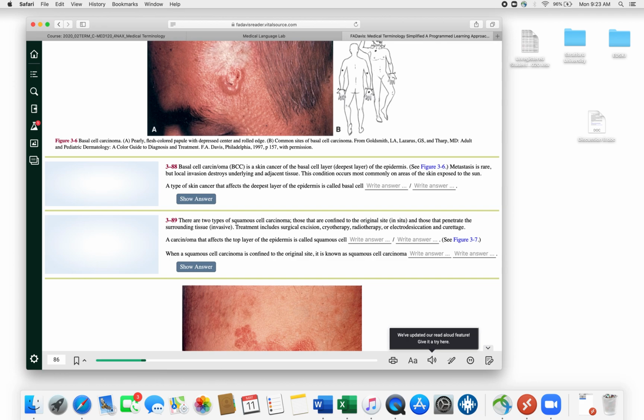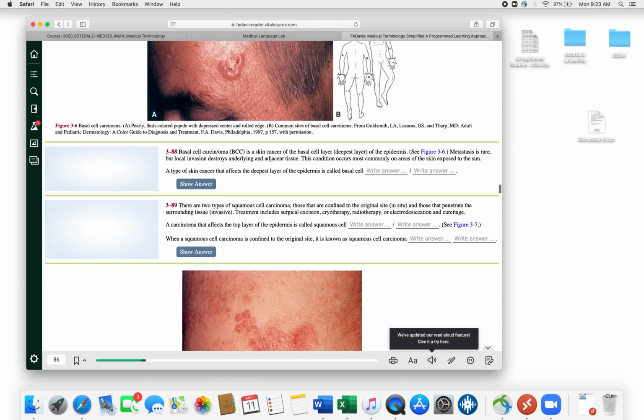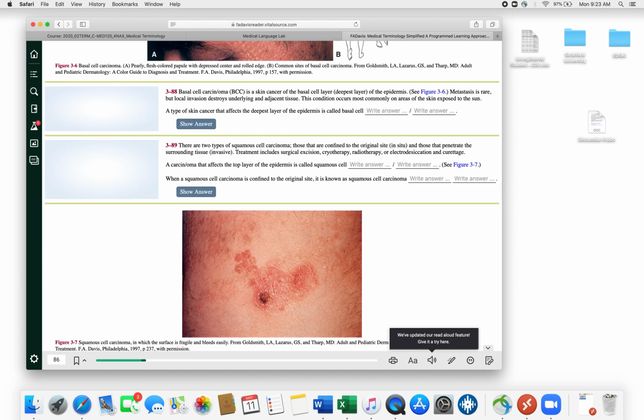Basal cell carcinoma, BCC, right? I can show you it's the basal cell in your epidermis, and it's an oma, tumor, of carcin, cancer. It's the deepest layer of the epidermis. That's why I call it the basement.